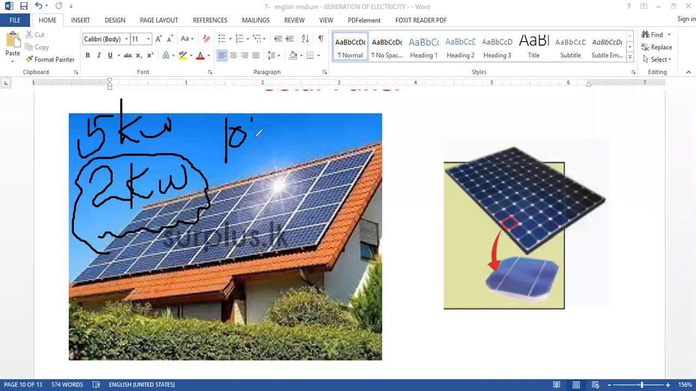You can install 10 kilowatts. You can install 40 kilowatts. You can install even 80 kilowatts.